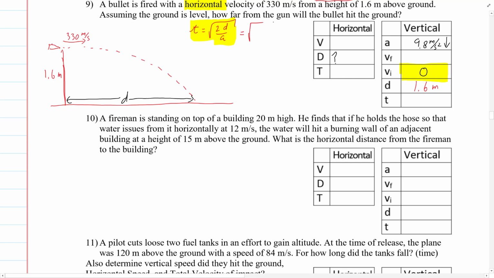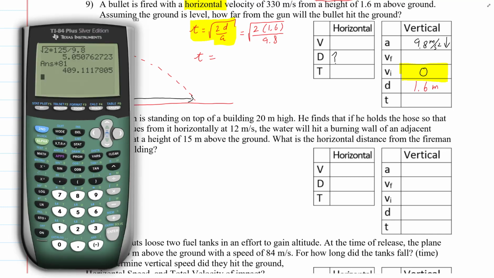We get the square root of 2 times 1.6 meters vertically over 9.8, and t is going to equal, hold up to our calculator, the square root of 2 times 1.6 divided by 9.8, and that's going to equal just over a half a second, 0.5714 seconds.